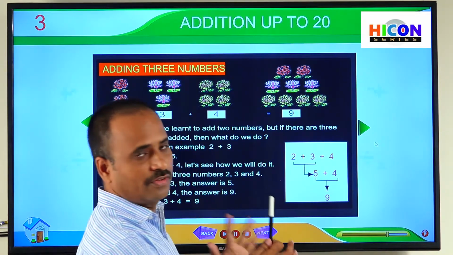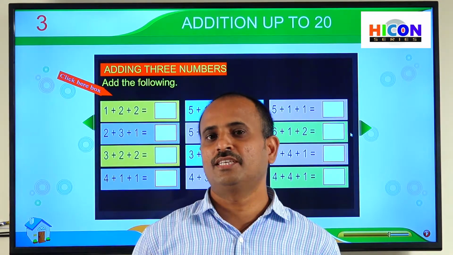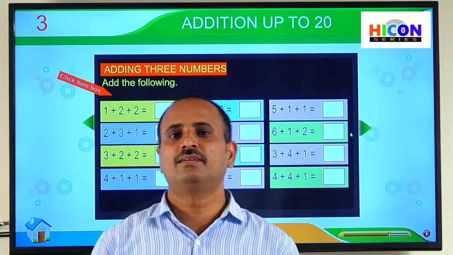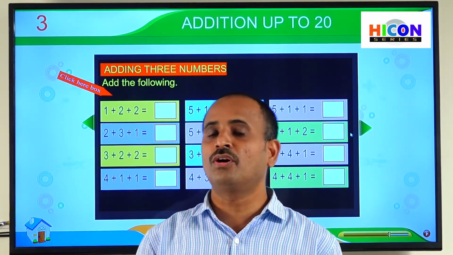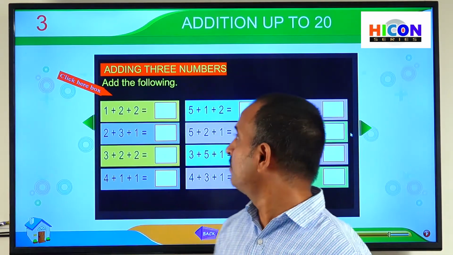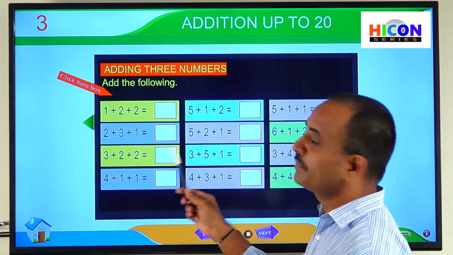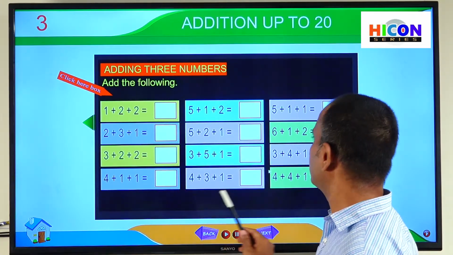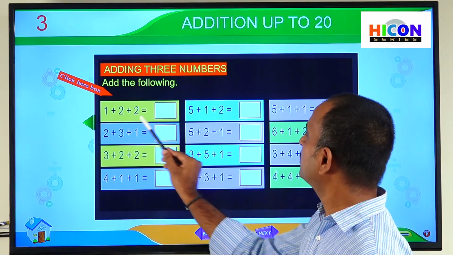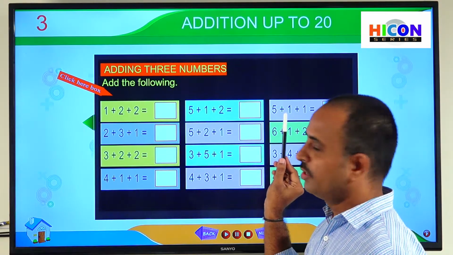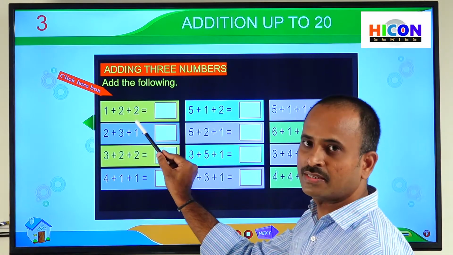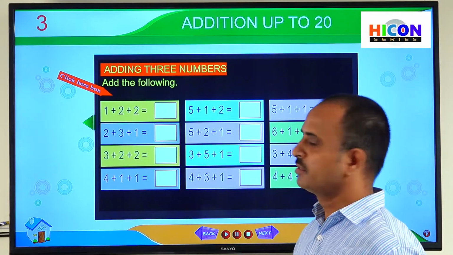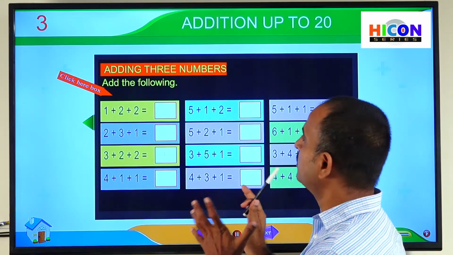So children, this is the way of adding three numbers. Let us practice some problems on addition of three numbers. Then we will get a clear idea about how to add three numbers. So here are some examples on three numbers addition. So add the following. So children, there are some additions given here. So in each addition there are three numbers. Now we have to add three numbers and we have to write the answer in the box provided in each addition. So let us practice some additions in this script.